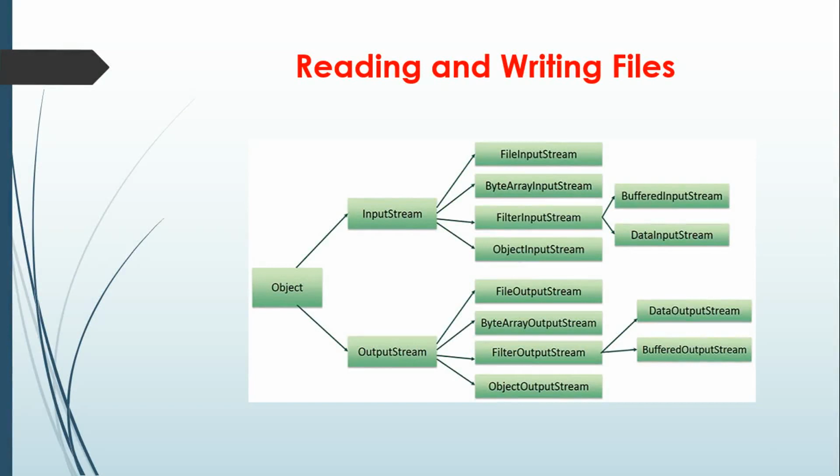Here are the reading and writing files. First of all, the Object is the superclass, and then InputStream and OutputStream. Then InputStream is divided into 4 types, that is FileInputStream, ByteArrayInputStream, FilterInputStream and ObjectInputStream. Similarly, OutputStream has FileOutputStream, ByteArrayOutputStream, FilterOutputStream and ObjectOutputStream. The FilterInputStream is again classified into 2 classes, BufferedInputStream and DataInputStream. Similarly, FilterOutputStream has DataOutputStream and BufferedOutputStream.